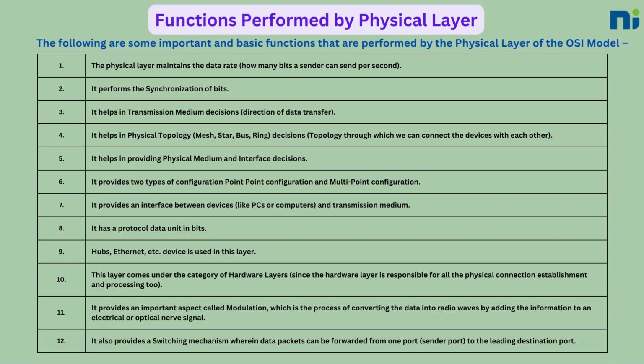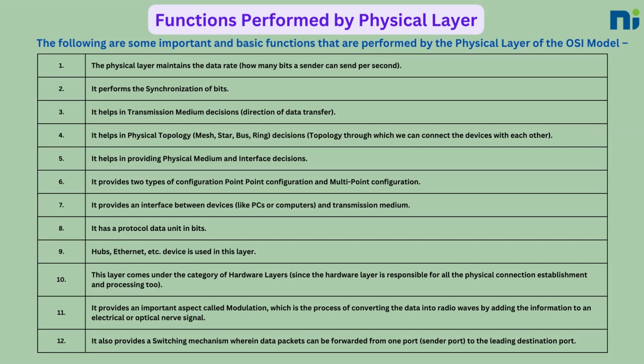6. It provides 2 types of configuration: point-to-point configuration and multi-point configuration. 7. It provides an interface between devices, like PCs or computers, and the transmission medium. 8. It has a protocol data unit in bits. 9. Hubs, Ethernet, etc. are devices used in this layer. 10. This layer comes under the category of hardware layers, since the hardware layer is responsible for all the physical connection establishment and processing too.